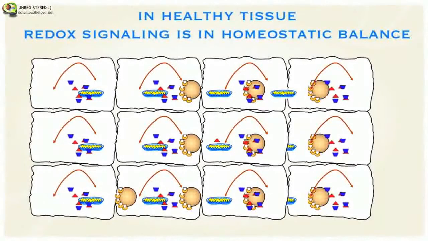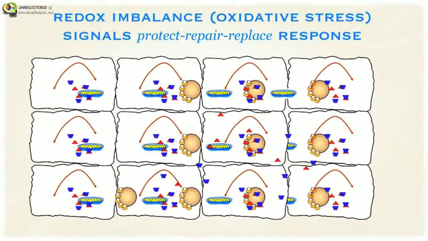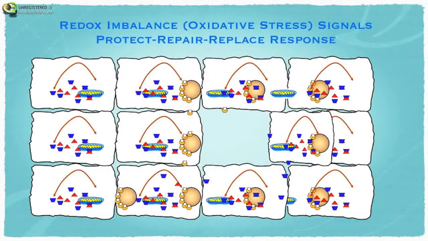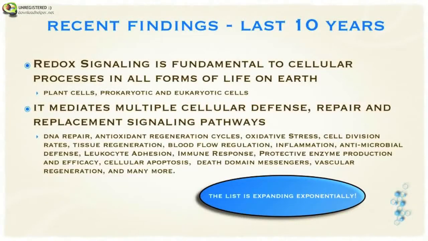So in healthy tissue, redox signaling is in homeostatic balance. We've now got a multitude of cells that are in balance. Where there's oxidative stress, this would signal a repair, replace, or protection process. And so there's a burst, perhaps from an injury or an infection, and this is signaling trouble. So the cell group of tissues here have to decide what they're going to do about it. That particular cell decided to replace itself, and a neighboring cell comes in and fills in the gap to promote better health for the tissue.